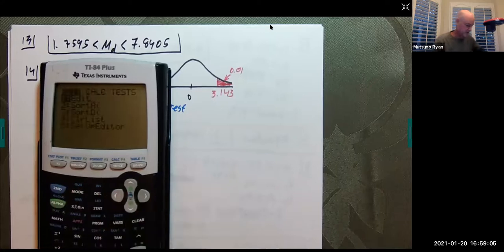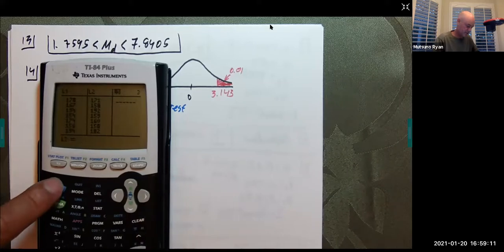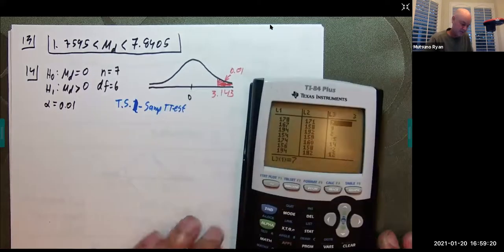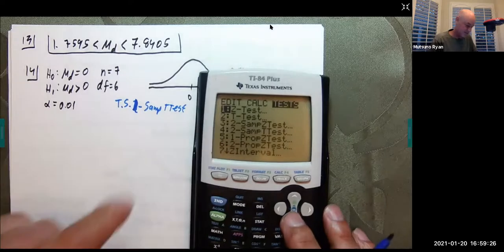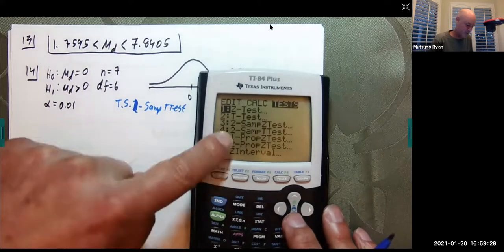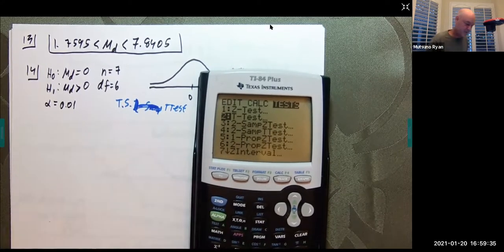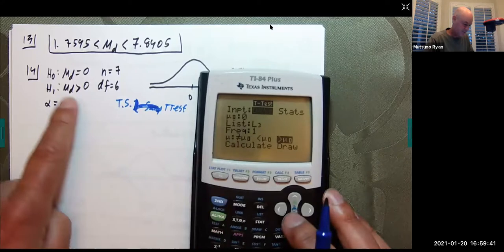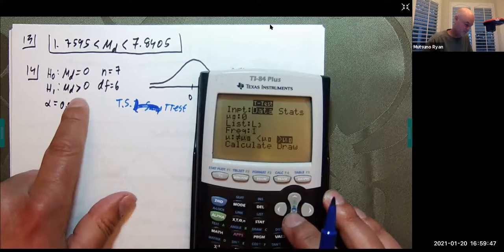So here is the first list and the second list. And I'm going to go here and do L1 minus L2. And I'm going to run a t-test. I forgot what the TI, they just call it a t-test. So it is a 1 sample t-test, but you're not going to find that as one of these. So this is just a t-test. There we go. And 0 still. List 3, we're good there. Frequency is 1, and this is larger than, so we're good to go.